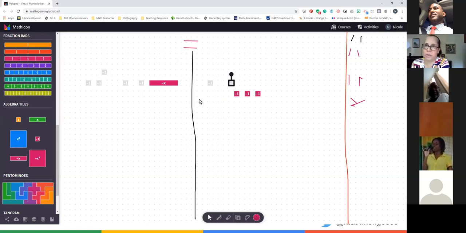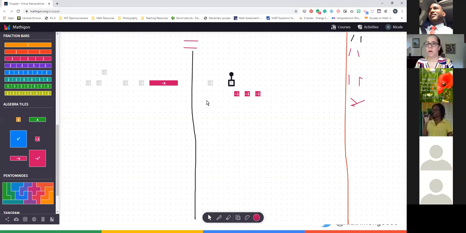Is that what you're saying? Yes. In the child's mind, I do have x by itself. It's just the minus x, so how do we take it from there? You multiply both sides by negative 1.